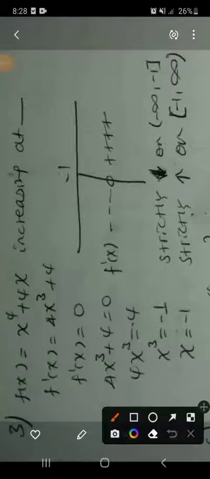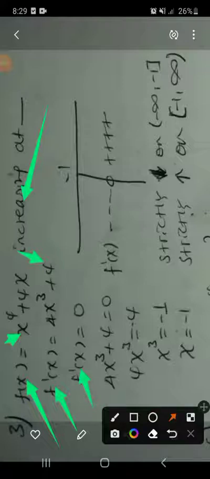Okay, the third question is, if f of x is given by x to the power of 4 plus 4x, then find the intervals at which f is increasing. The monotonicity intervals. So the first derivative of x will be 4 times x cubed plus 4, since the derivative of x is 1. So to find the critical numbers, the first derivative at x will be 0.